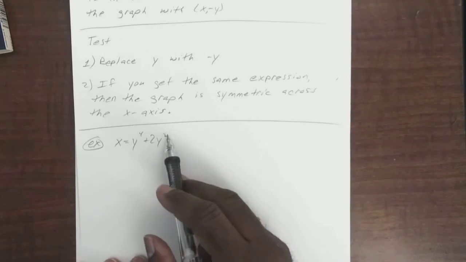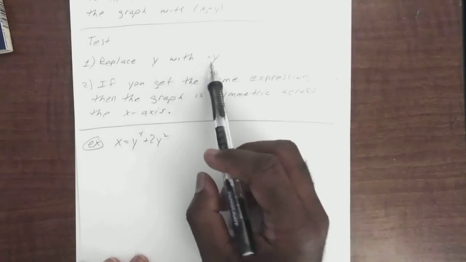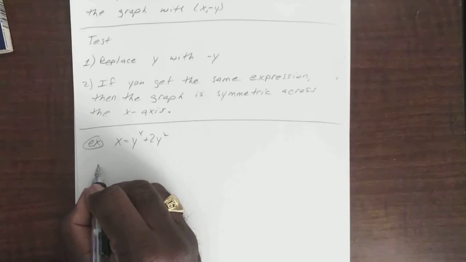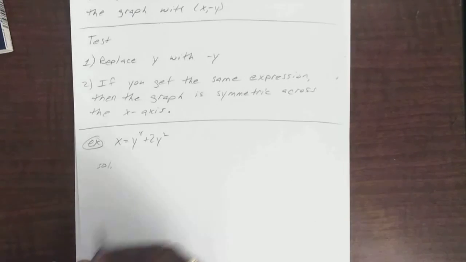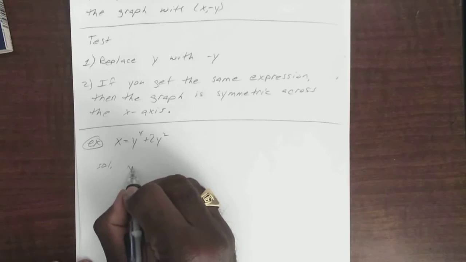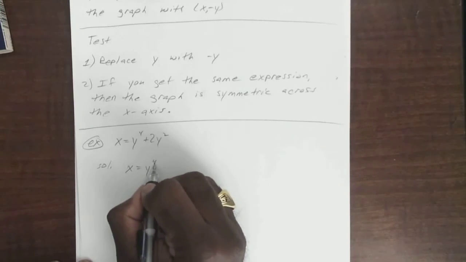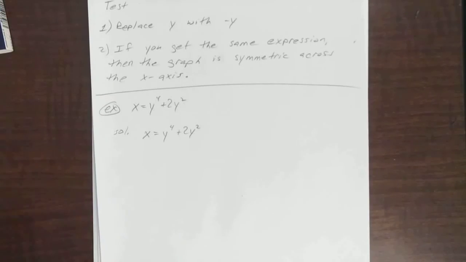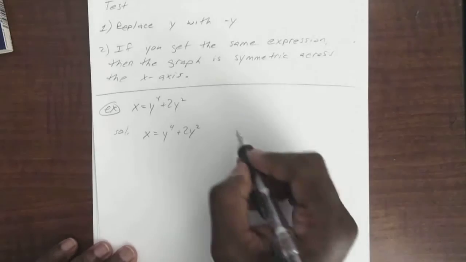So if you have those even y exponents, as soon as you replace y with negative y, it's going to be even again. Okay, so let's say you have x equals y to the fourth plus 2y squared. If you want, you can make it f of y and then f of negative y, but you don't have to go through all that.